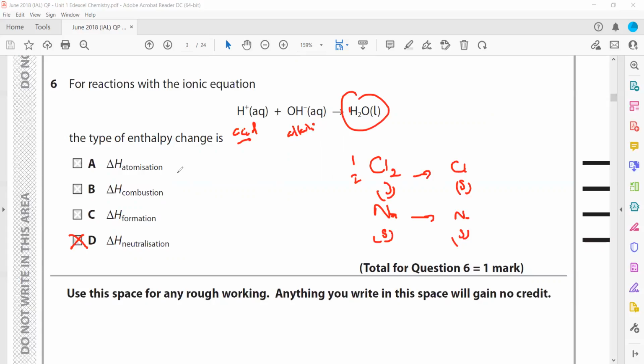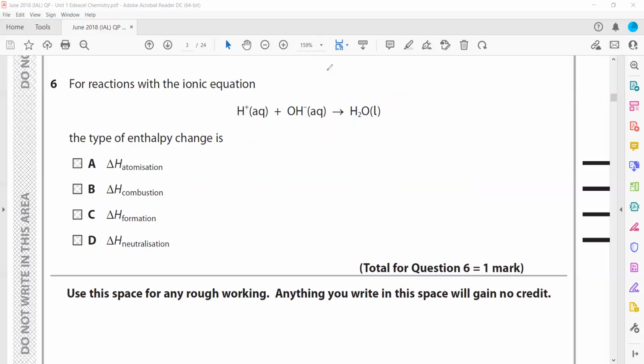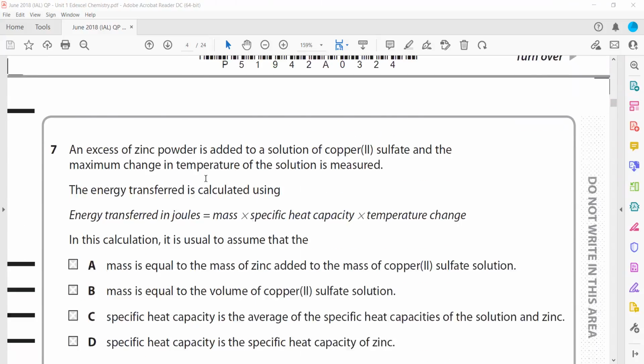Combustion means when we burn 1 mole of a fuel. Formation is when elements form a compound, and neutralization is when 1 mole of water is formed from the reaction between an acid and an alkali. That's known as enthalpy change of neutralization.